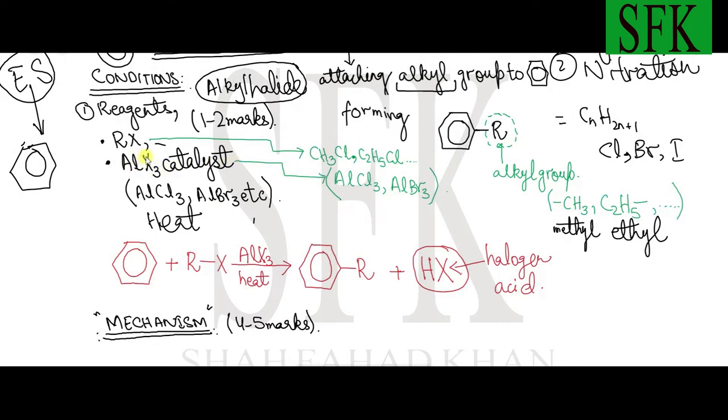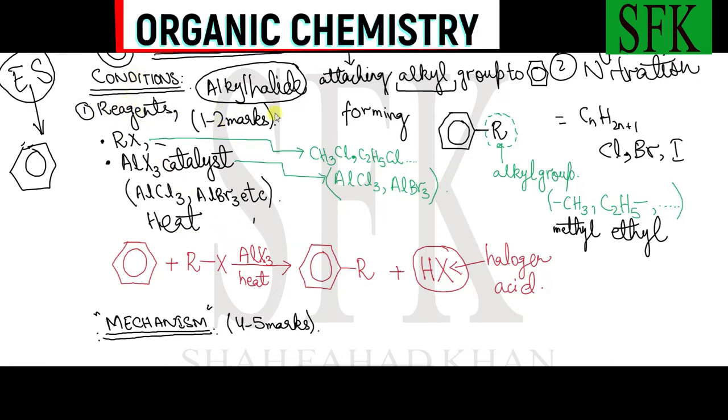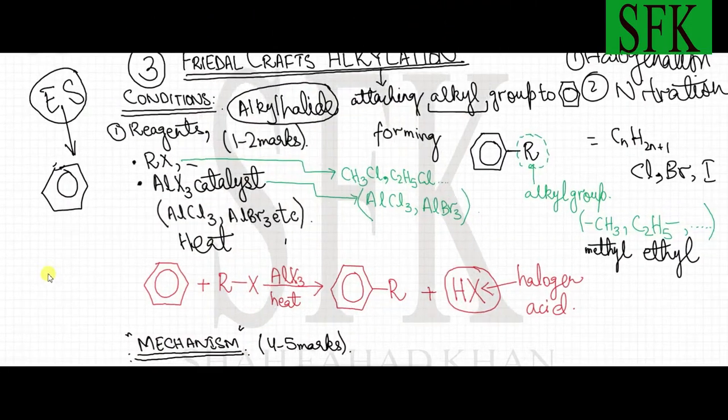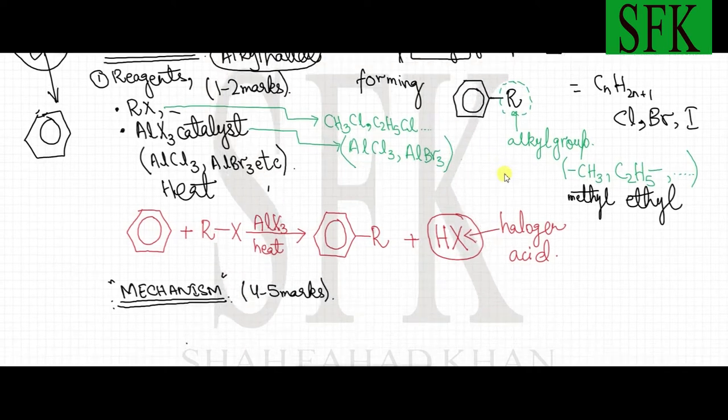Now let's go on to the reaction. AlX3 is used as a catalyst, where X again represents a halogen atom. When X is chlorine, it becomes AlCl3. When X is bromine, it becomes AlBr3, etc. So AlCl3 or AlBr3, either of them can be used as the catalyst. And heat, obviously heating is required. So basically the conditions and the reagents collectively carry 1 to 2 marks. So learn these conditions: the alkyl halide, the AlCl3 or AlBr3 catalyst, and heat. Okay, now let's move forward.